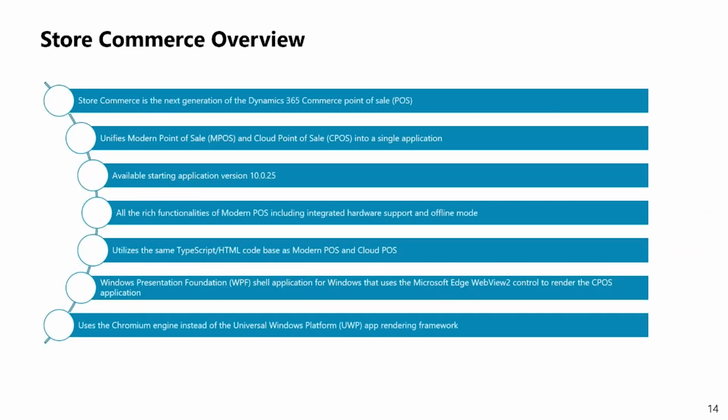At a high level, Store Commerce is a next generation of the Commerce point of sale. It unifies all of the components of what we had with the point of sale in the past, whether it be modern point of sale, cloud point of sale, or a hybrid that supported iOS and Android. It's now all underneath one single technology and one single extensibility platform.